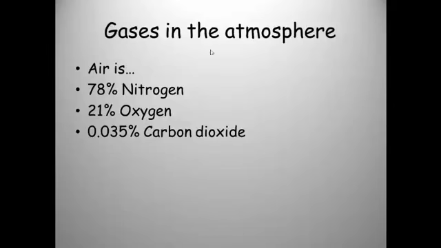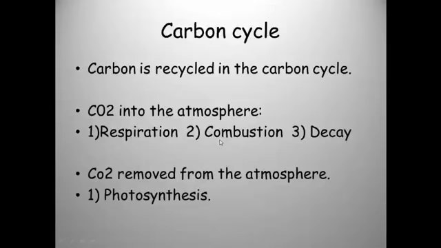Okay, now gases in the atmosphere, this is what you need to know. 78% of the air is nitrogen, 21% is oxygen, and 0.035% is carbon dioxide. Very small amount, but obviously has a massive effect. So, now we've talked about gases in the atmosphere, you need to know a little bit about the carbon cycle.